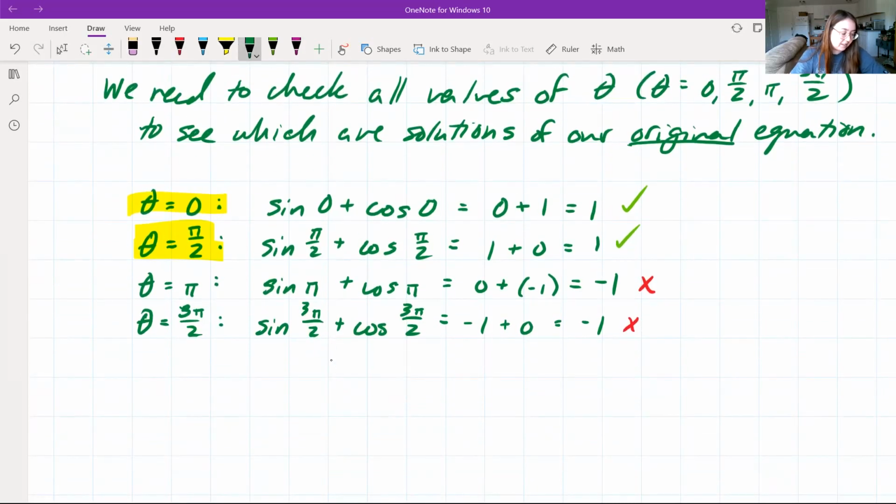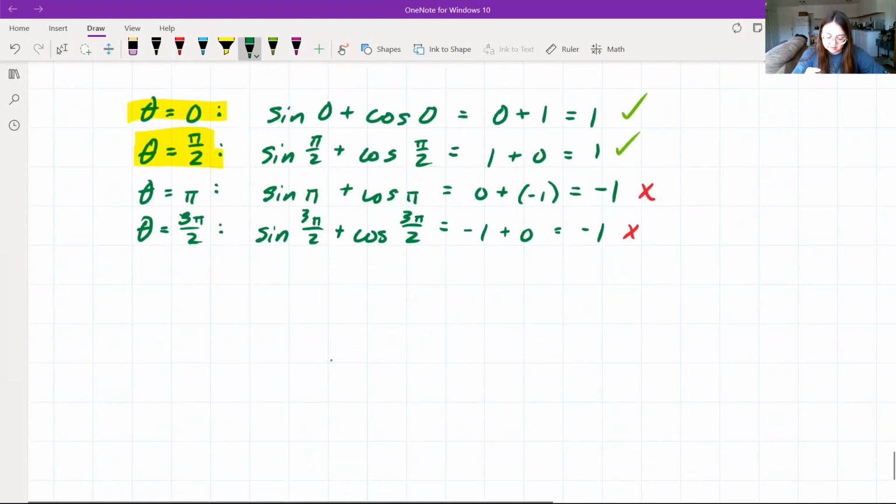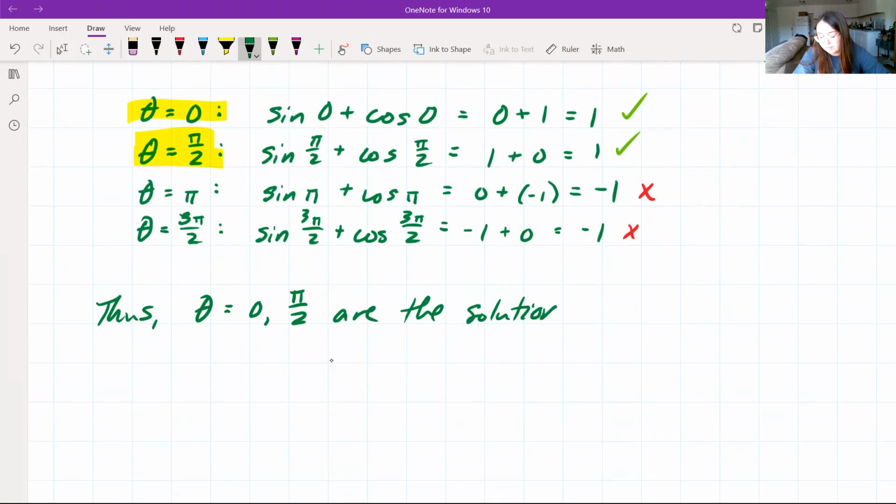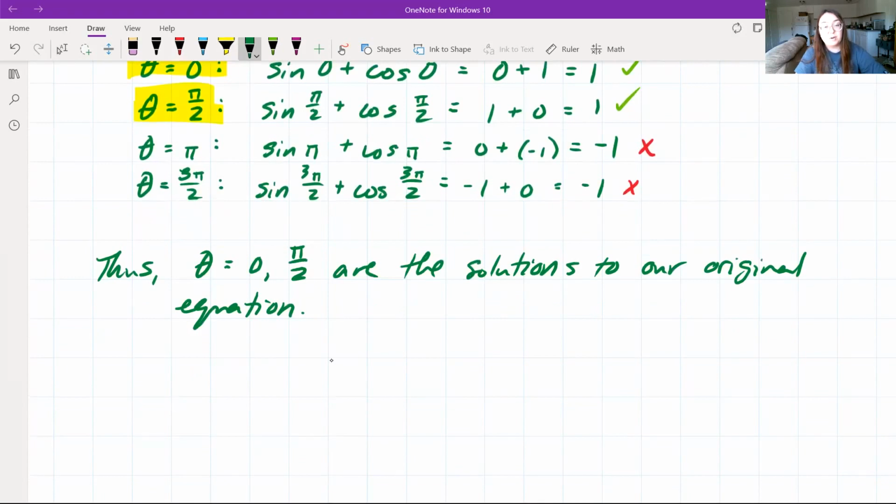So this ends up giving us the fact that theta equaling 0 and pi over 2 are the solutions to our original equation. If you want to write out the solution set, this would mean that the solution set is curly braces 0, pi over 2.